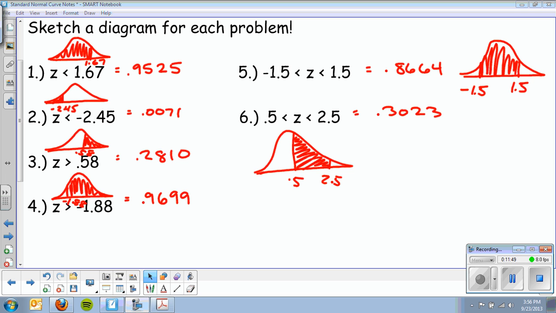Okay, so there are your answers with some kind of quick sketches. Again, we'll get into more of that. But for right now, that's an overall basis of how to use the table.